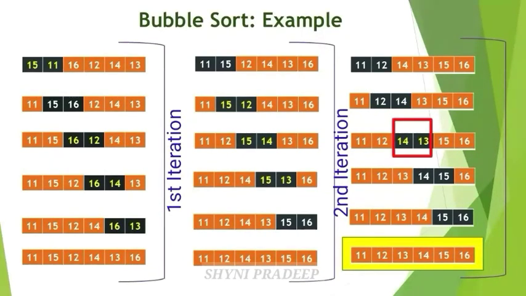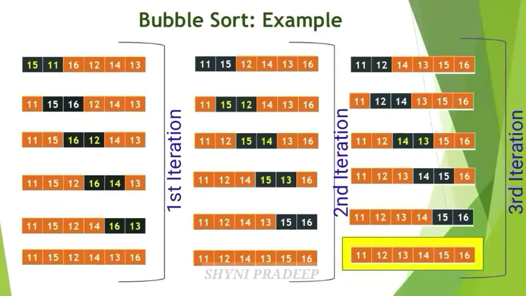Next, take these two elements. Compare 14 and 13. Which one is greater? 14 is greater than 13, so the current element is greater than the next element, so swap these elements. Next, select these two elements. 14 is less than 15, so no need to swap. Next, select these two elements. 15 is less than 16, so no need to swap.